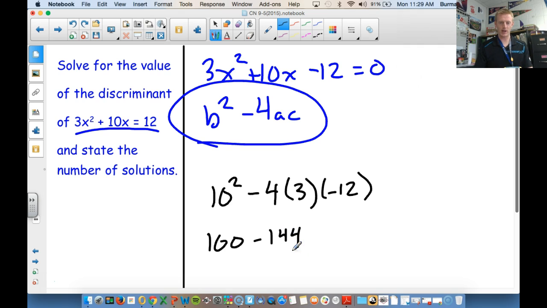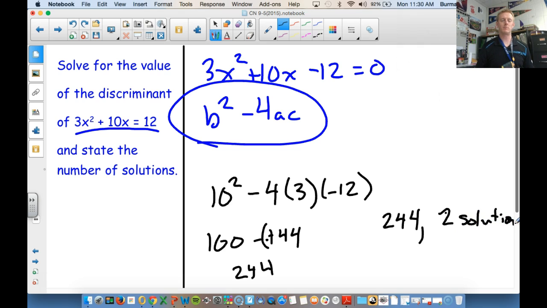Let's double check in the calculator. So 100 minus 4 times 3 times 12, a negative 12. So minus a negative 144, so it turns into adding. So we're going to have a positive 244. Now because our discriminant was 244, that's a positive number. We'll have 2 solutions. So solving for the discriminant is the answer of 244, and then there's going to be 2 solutions because it is positive.